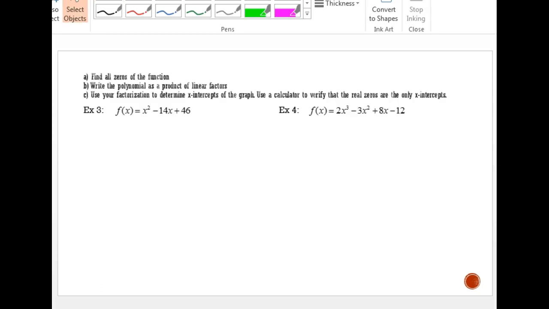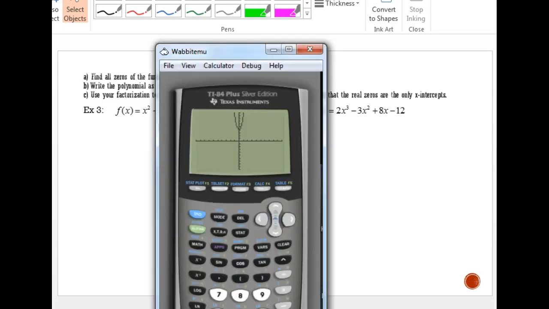All right, let's try example 3. We're going to find the zeros of the function. We're going to write our polynomial as a product of linear factors, and then use that factorization to determine the x-intercepts of our graph. So I am going to graph this just to kind of see where we go.